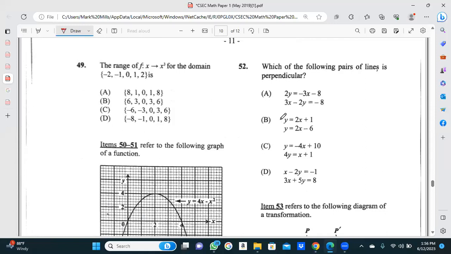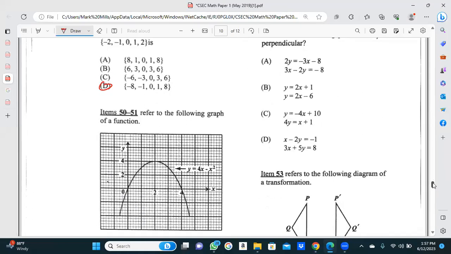Now 49, we know it. D. Somebody please. Oh, come on, yeah, better. All right.